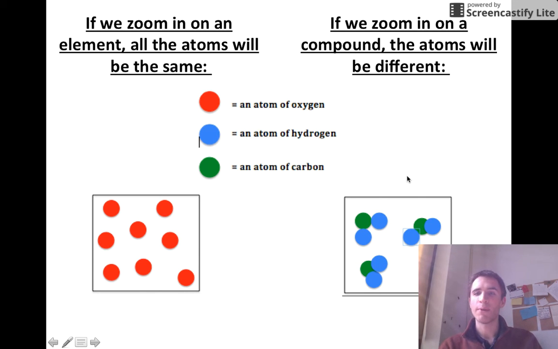If we zoom in on a compound, we can see that it's not all made up of just the same color elements or same kind of elements. It's made up of different kinds. And this molecule right here could be broken down into smaller pieces. What could we break this molecule down into? If you said 2 blues and 1 green, you're right. And that's what makes the difference between an element and a compound.